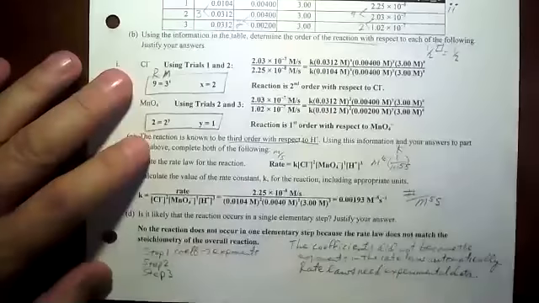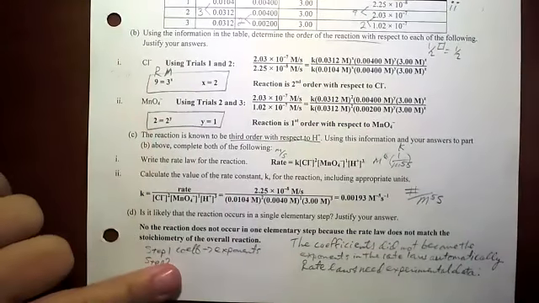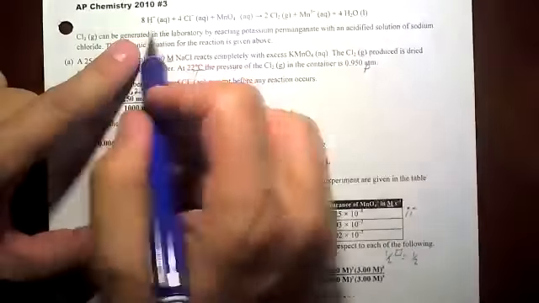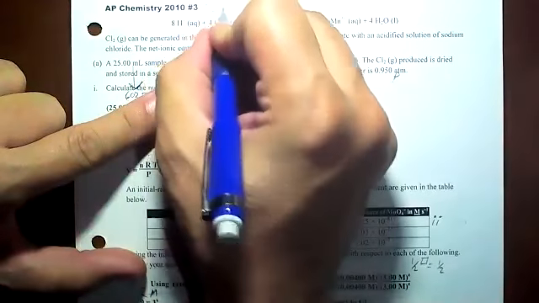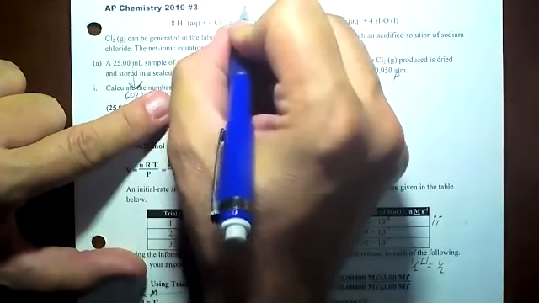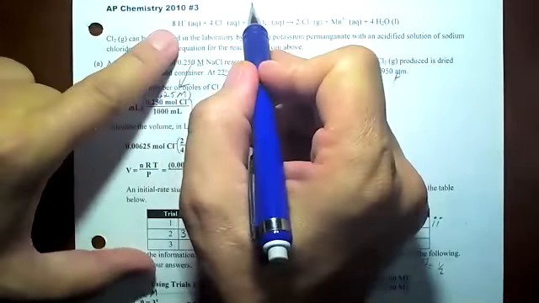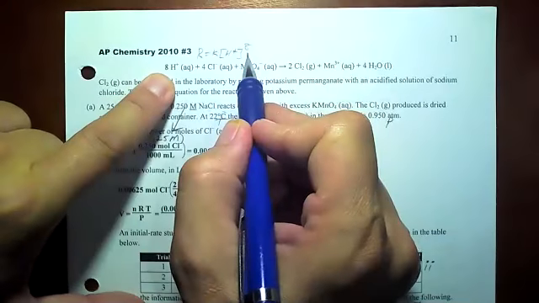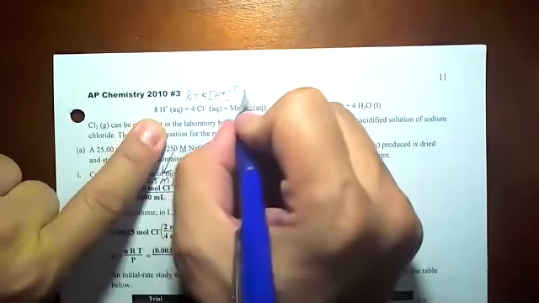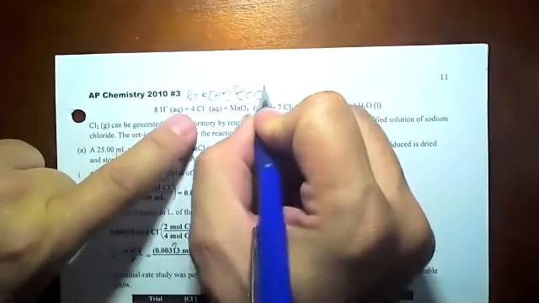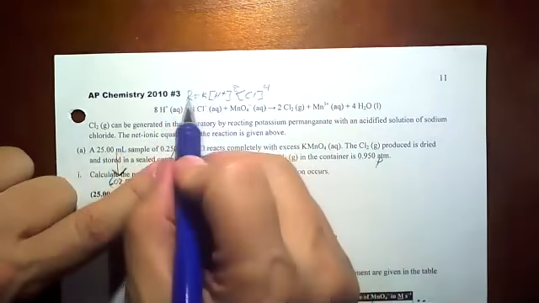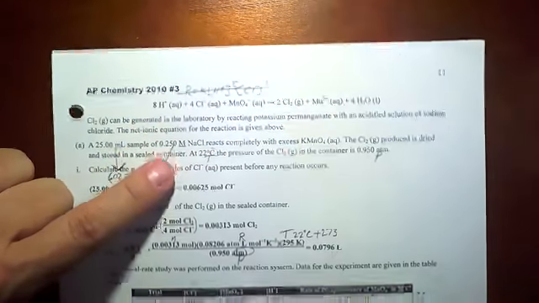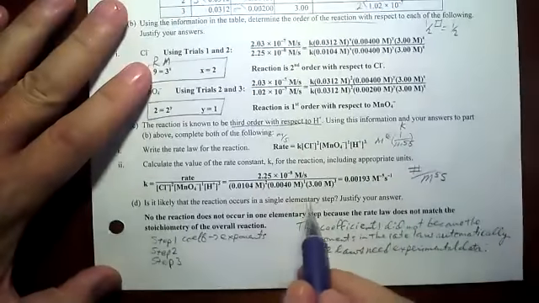However, if it is just 1 step, then the coefficients become the exponents. So if this had 1 step, which it clearly didn't, but if it did, then we would get rate equals K times H plus to the power of 8 times Cl minus to the power of 4. But that's not what happened. So does this have a single elementary step?